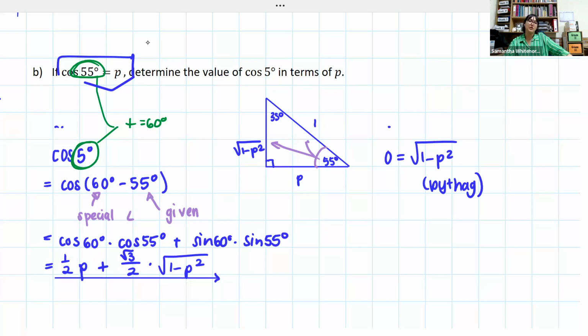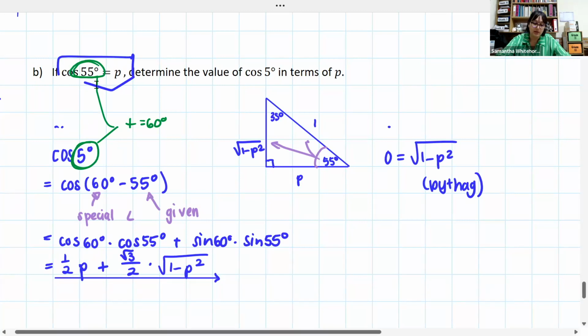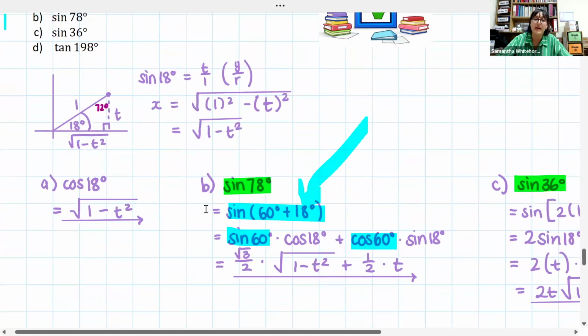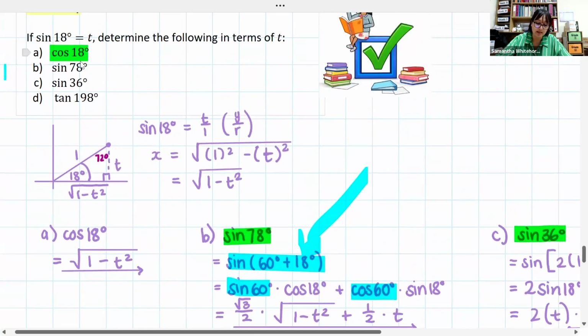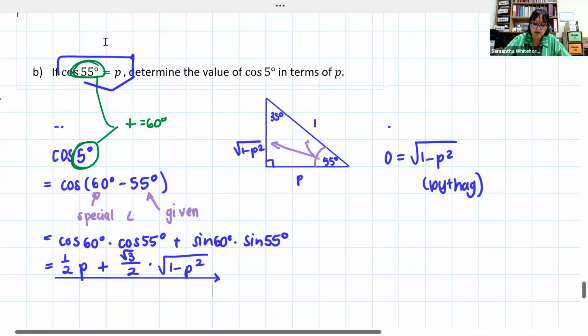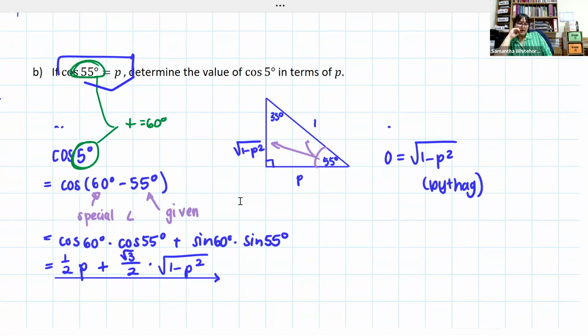So in that last question, sine 78 or whatever it was, I'll come back to that now, it had a relationship. If you took 18 and you thought about the special angles that you have, so for example, 60 plus 18, you get the angle you wanted. Similar thing here. I looked at what I had, thought of my special angles, and I was able to use everything that I was given, everything that I already know in my special angles to get my cos of 5 degrees. Okay, guys, so take a screenshot.